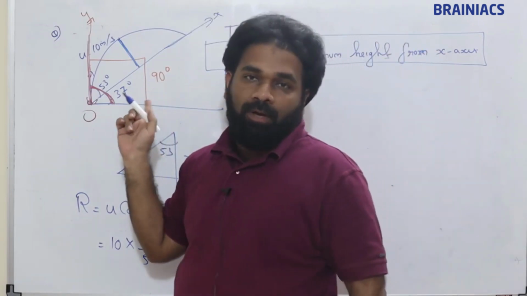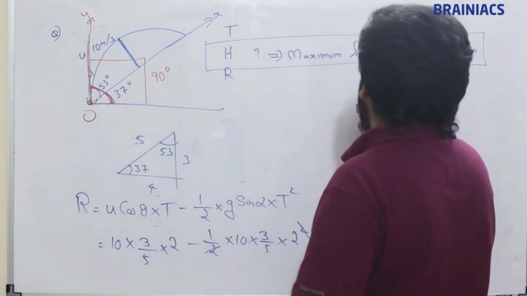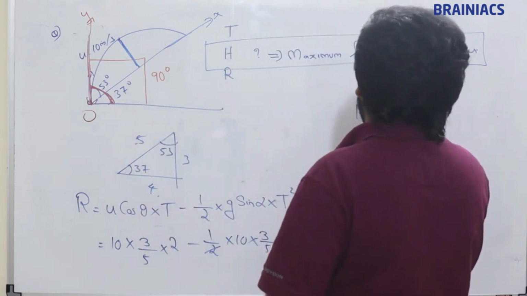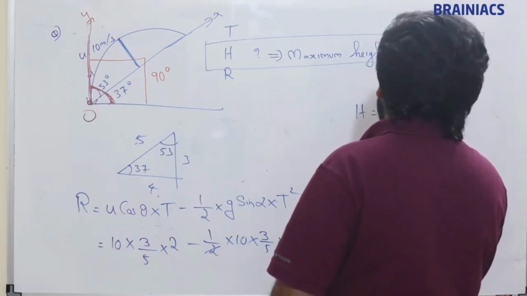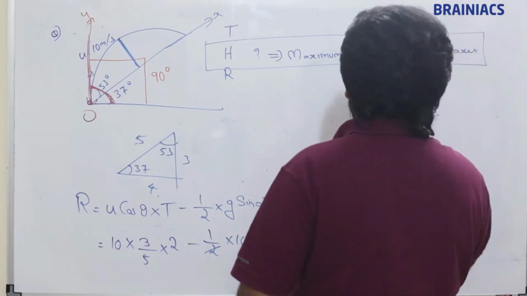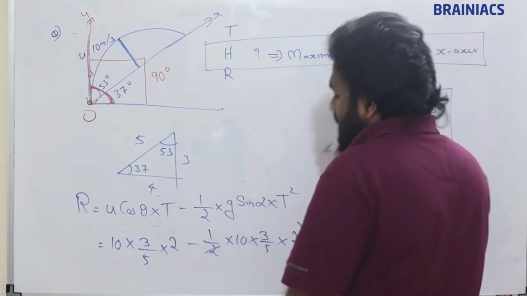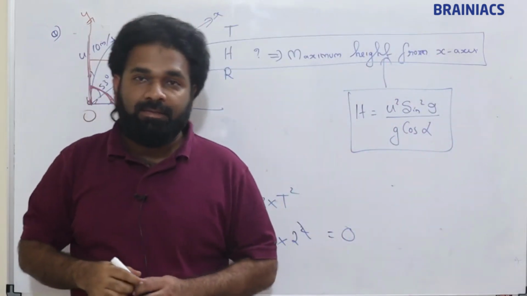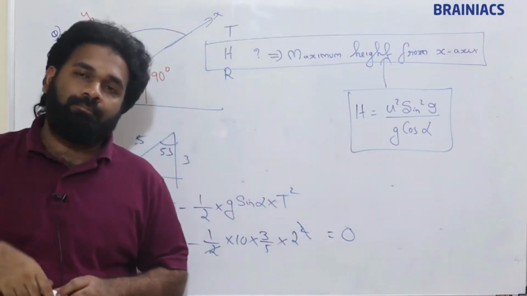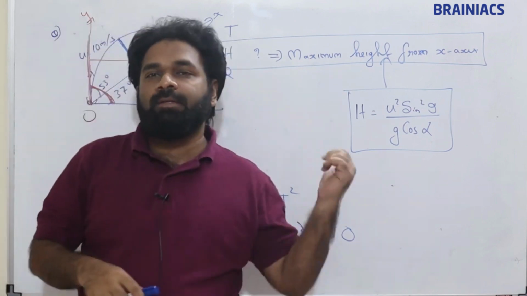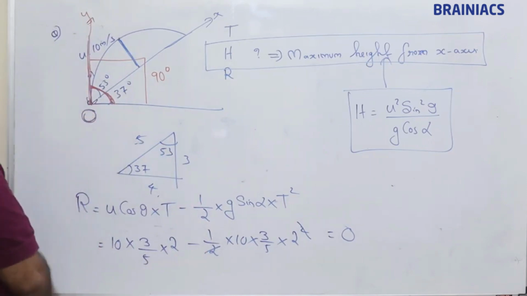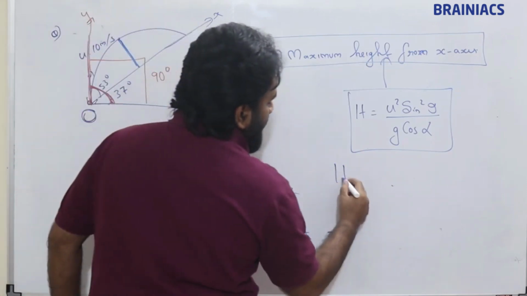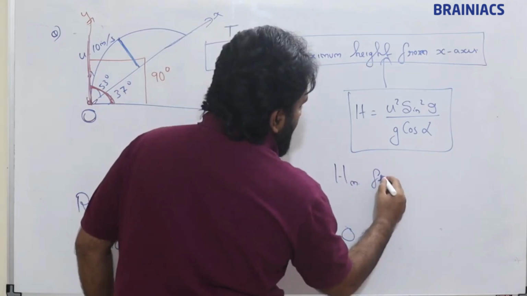With the formula h is equal to u square sine square theta divided by g cos alpha, we get the maximum height from the x-axis, or from the inclined plane. From the inclined plane, this is the maximum height. But the maximum height from origin.